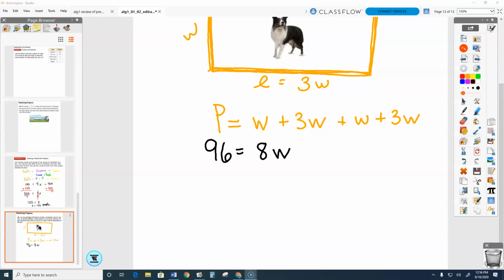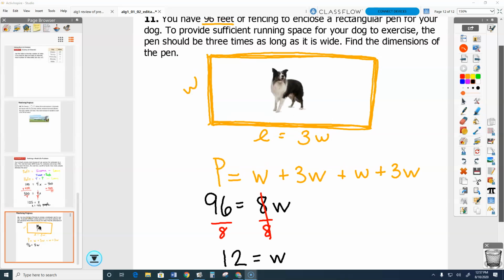So to solve for W, I have 8 times W. I'm going to undo that multiplication by using division. So I'm going to divide both sides by 8. 8 divided by 8 becomes 1. 1 times W is W. And 96 divided by 8 is 12. So W equals 12.